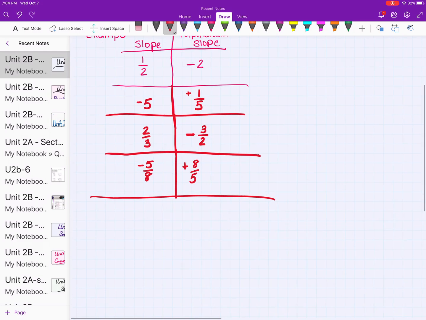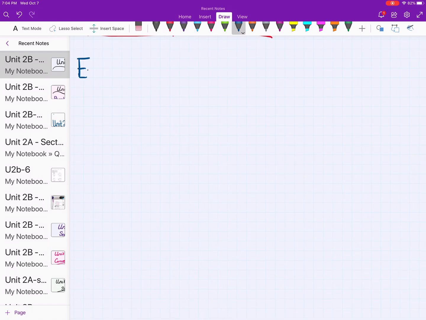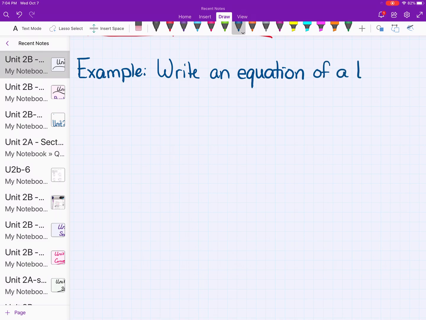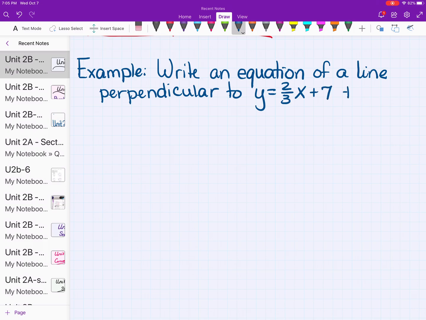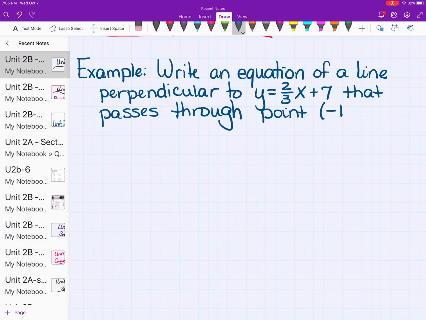And so I'm going to do one example here. Okay, so here's my example. Write an equation of a line perpendicular to y equals 2/3 x plus 7 that passes through point -1, 3.